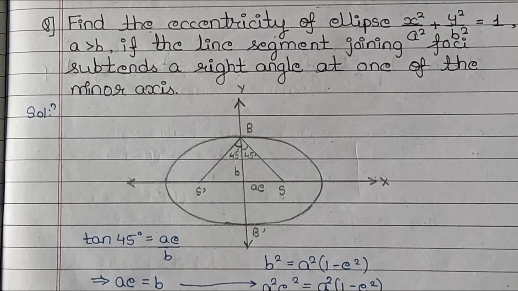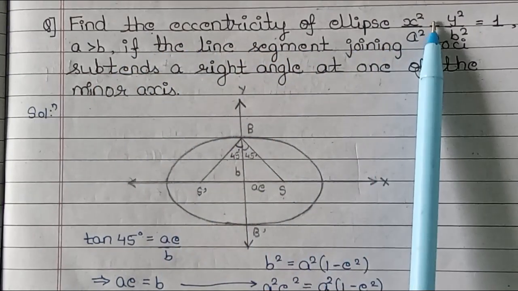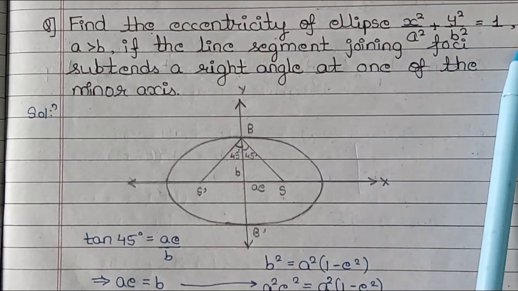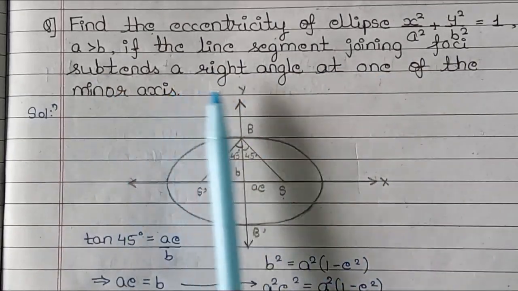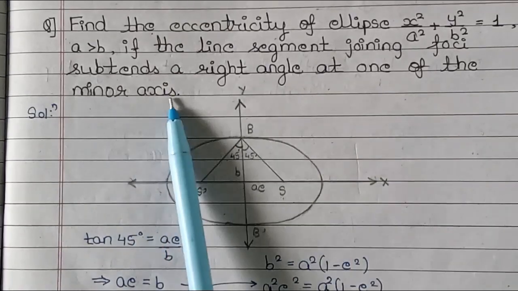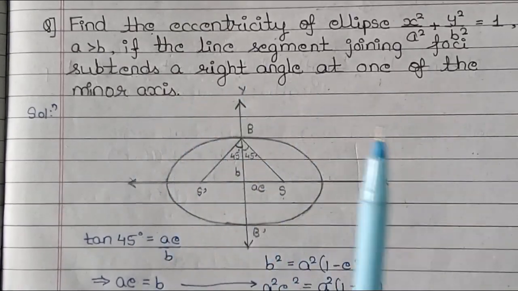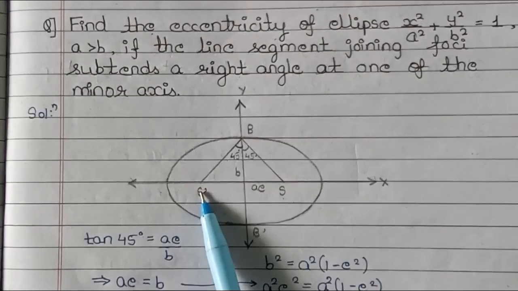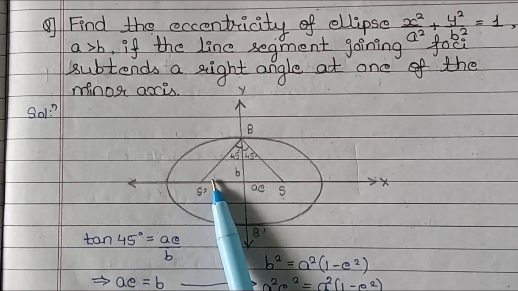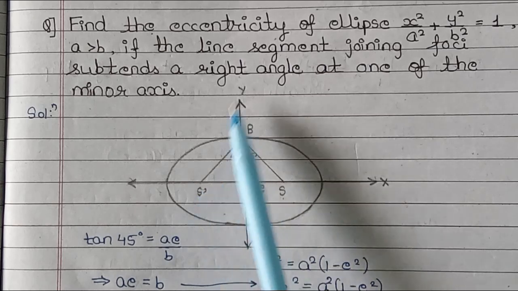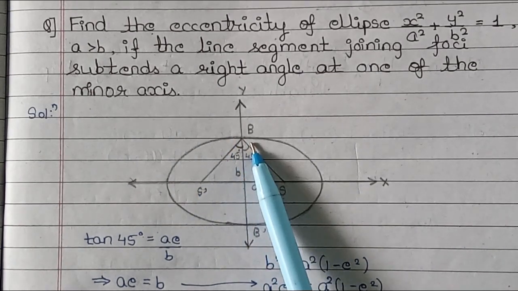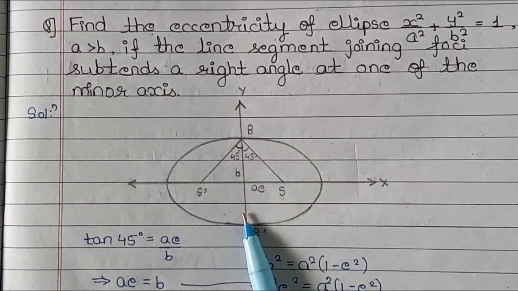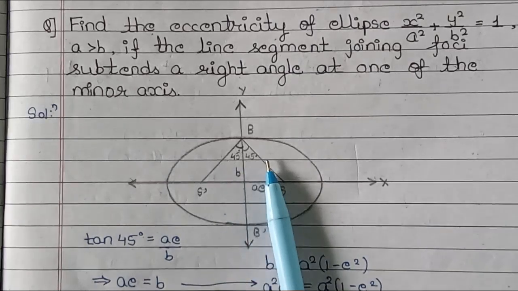Let's do an example on this. Find the eccentricity of the ellipse x square by a square plus y square by b square is equal to 1, a is greater than b, if the line segment joining the foci subtends a right angle at one of the minor axes. It means that the line segment joining the foci, this SS dash, subtends a right angle at one of the minor axes. So this one is our minor axis, so it subtends an angle of 90 degrees here. So if this is 90 degrees, then the minor axis divides it into 45 degrees and 45 degrees.